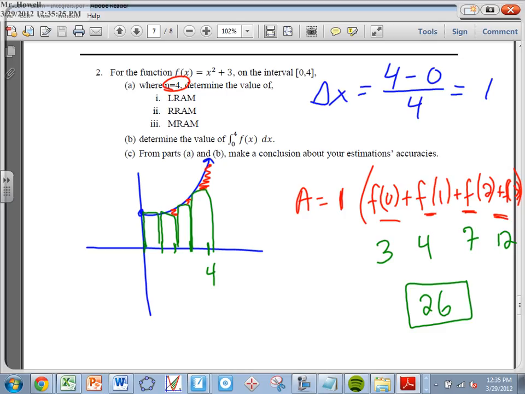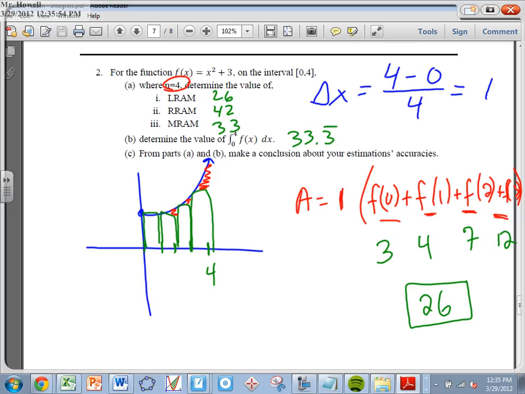RRAM, what was RRAM? 42? Remember the first time, what was MRAM? 33. What was the exact integral for this? 33.3. So what conclusion can you make about this? MRAM was the closest. That's your conclusion, guys. Make a conclusion that is sound and valid based on your evidence. The exact integral is this, those are your other ones. What's the conclusion? MRAM is the best.